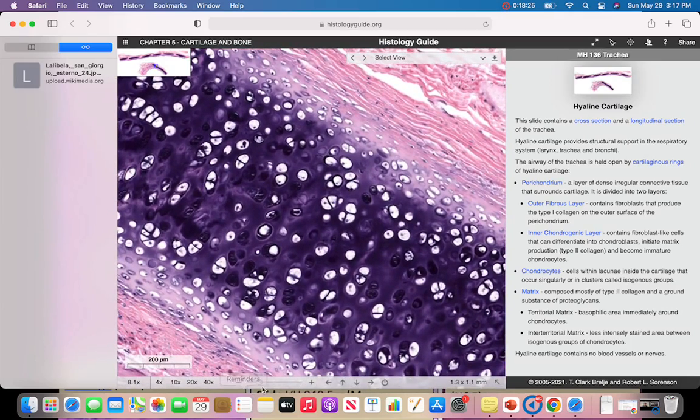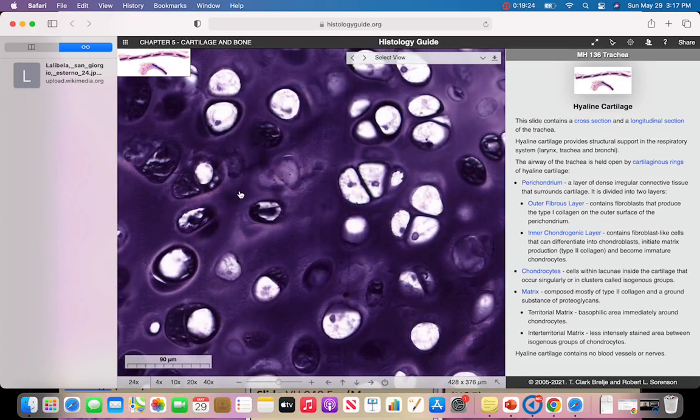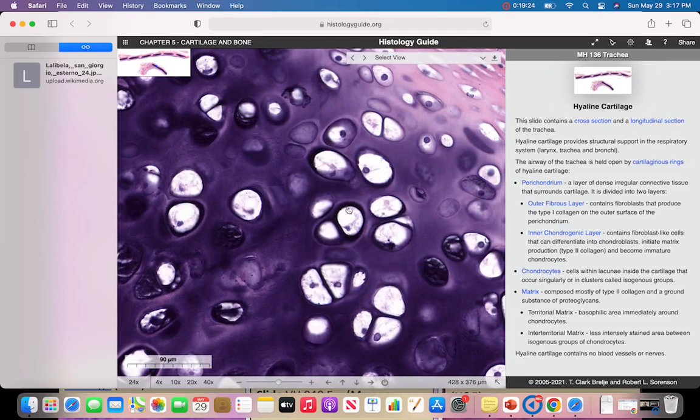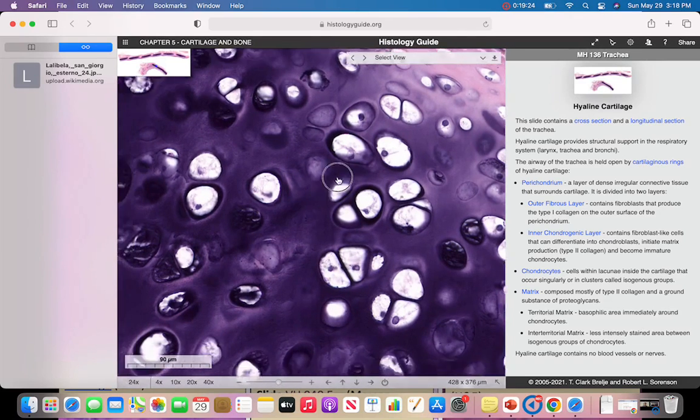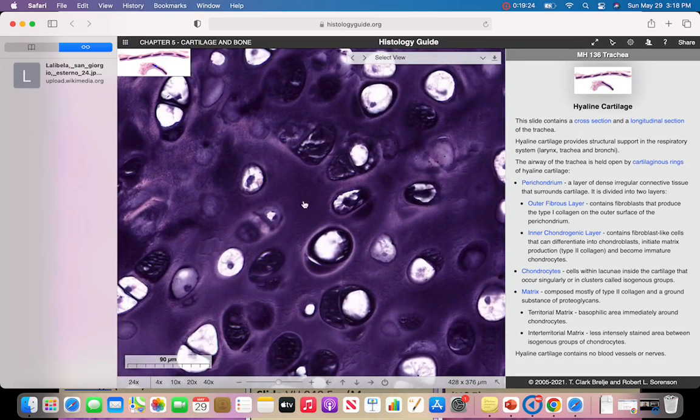And when we see the matrix, as you see, it's homogeneous. The chondrocytes are found in groups. These are the chondrocytes, and they form an isogenous group or cell nest. The matrix has two parts. This is the interterritorial matrix, and the part that surrounds the lacunae, or the part that surrounds the chondrocyte, is the territorial matrix.